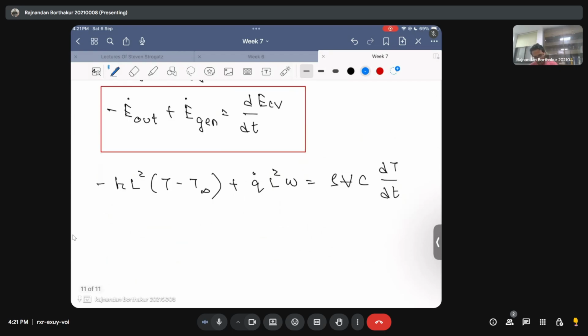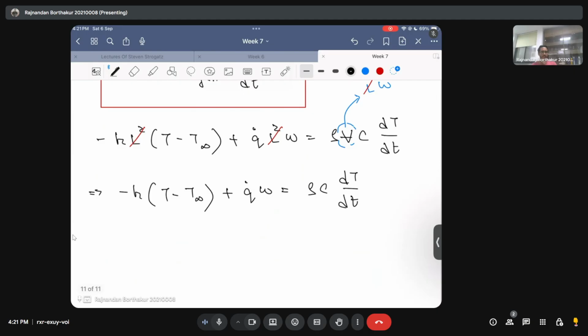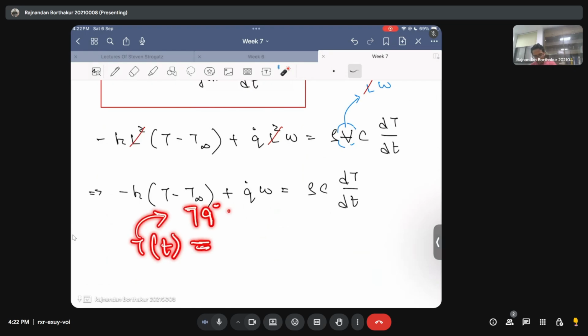I can write this volume as L squared W, and then I can cancel this L squared from all sides, and write this as minus h times (T minus T infinity) plus q dot W equal to rho C times dT/dt. Then how do we solve this? Ultimately we need to find an expression which governs T of t, then substitute the temperature as 79 degrees Celsius, and calculate the value of t. That's it.